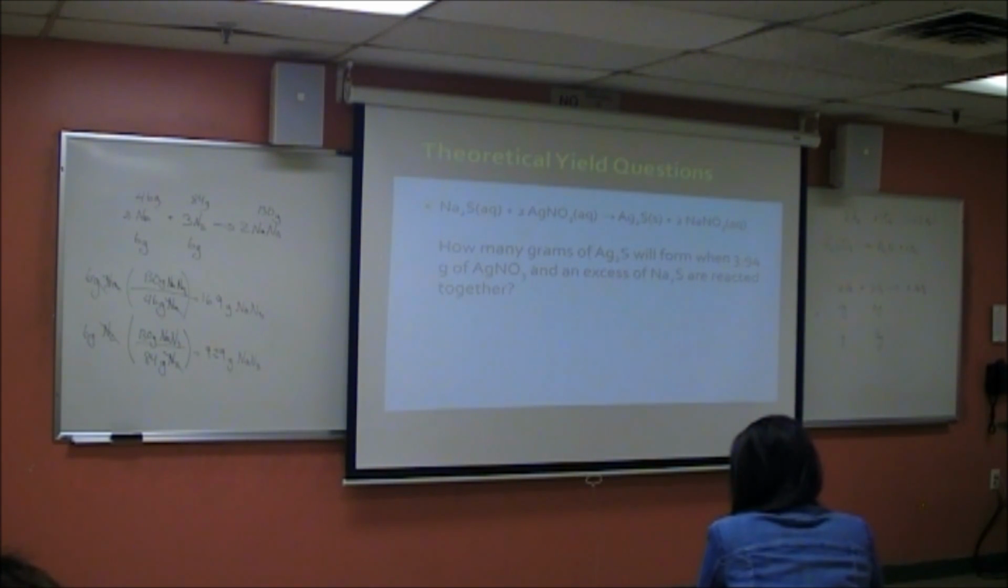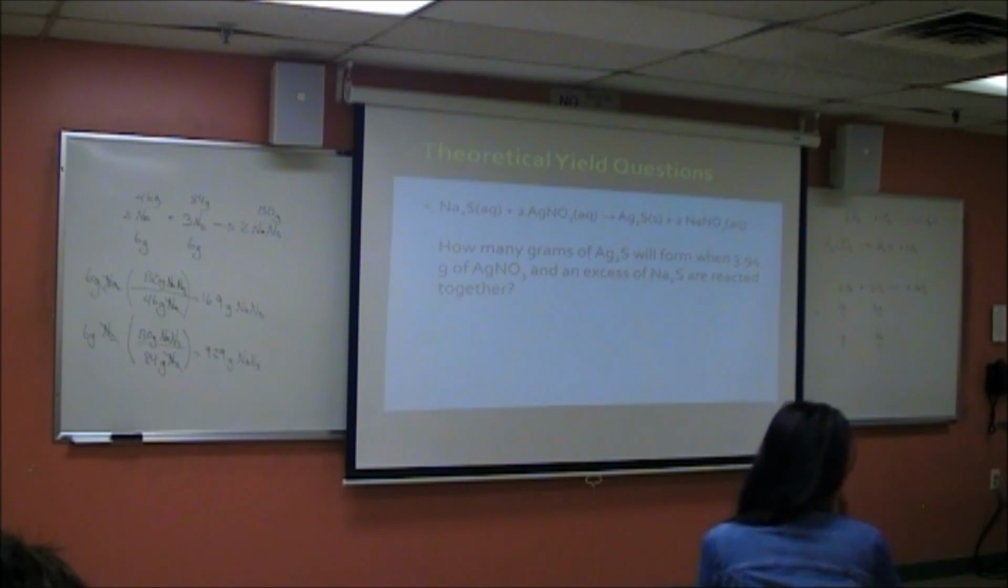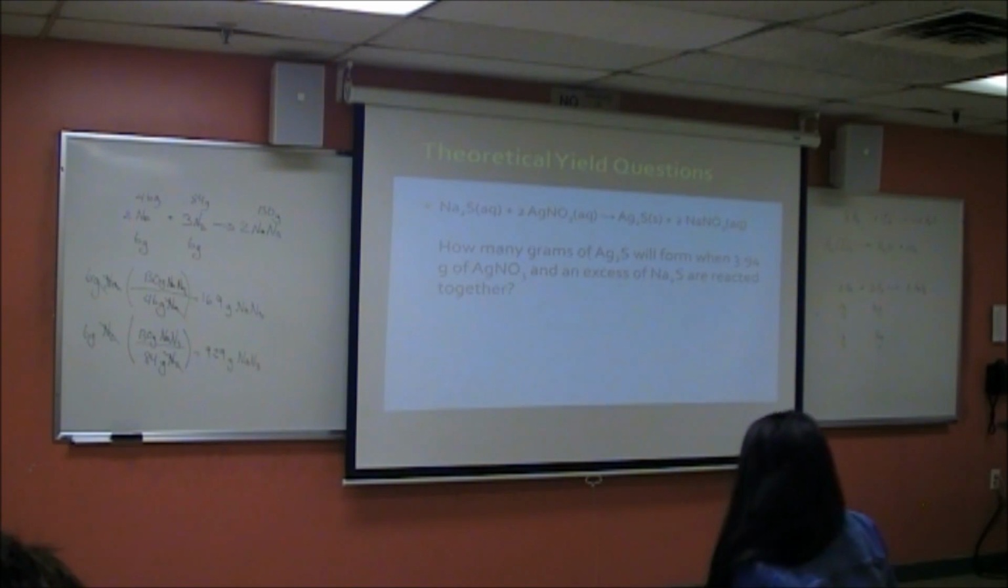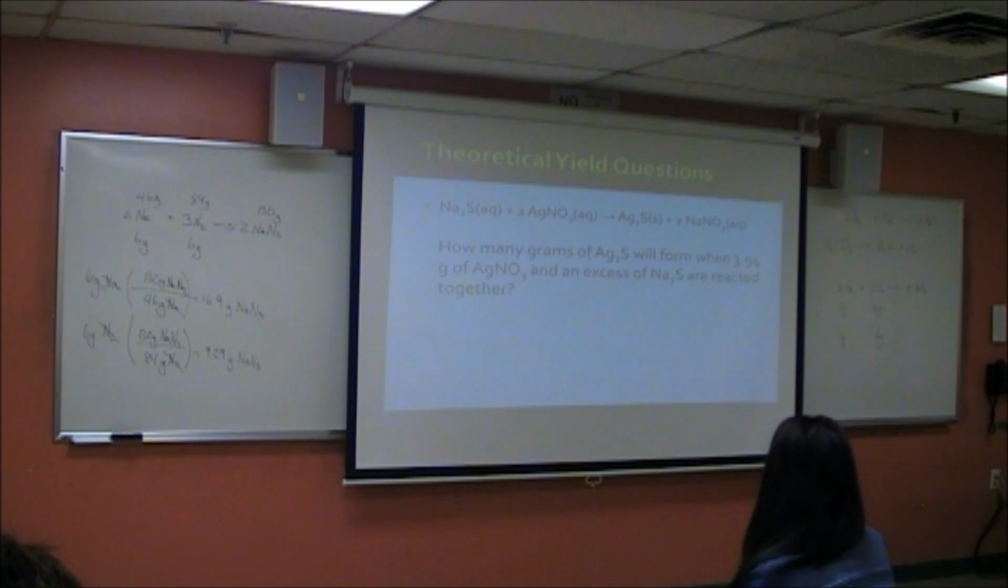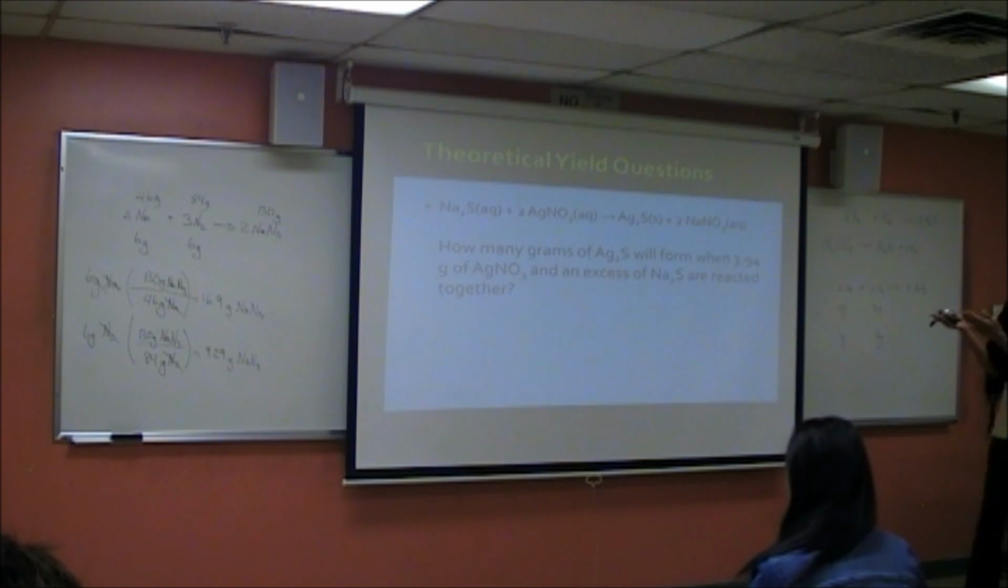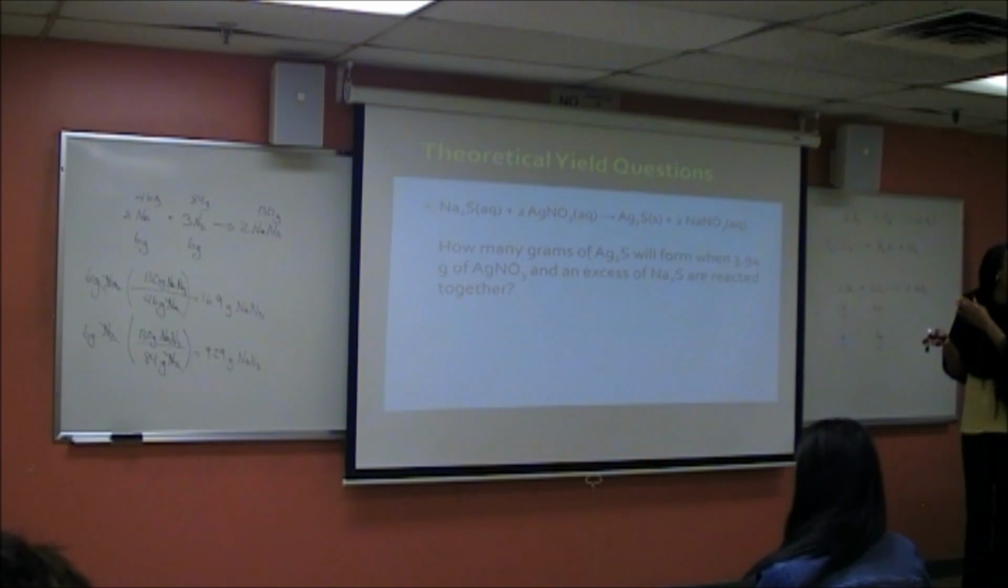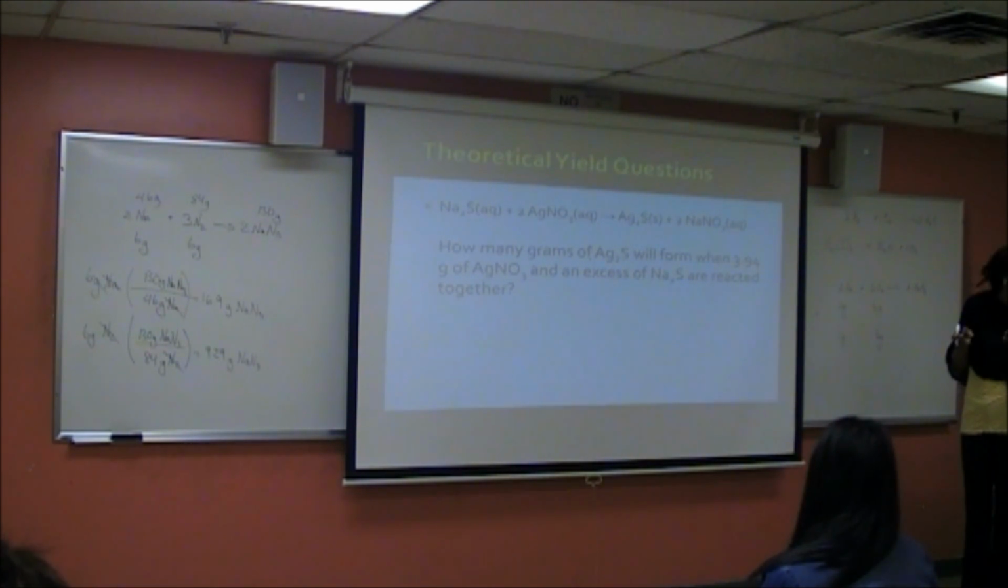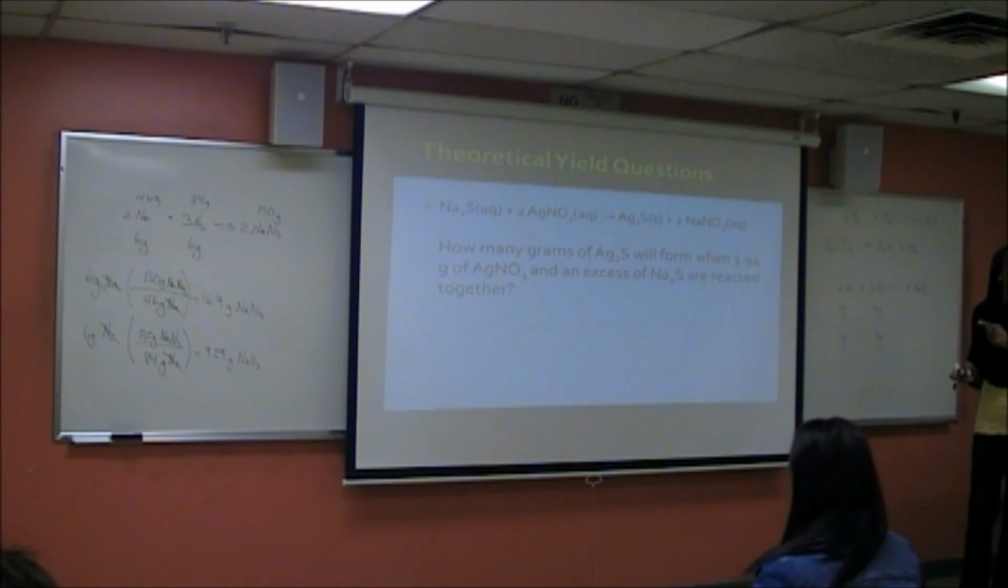Here's my question. How many grams of silver sulfide will form when 3.94 grams of silver nitrate and an excess of sodium sulfide are reacted together? Anytime you see excess, that means you have an abundance of this. So now, which one is going to be your limiting reagent between the two that's reacting together? The silver nitrate. That is your limiting reagent.